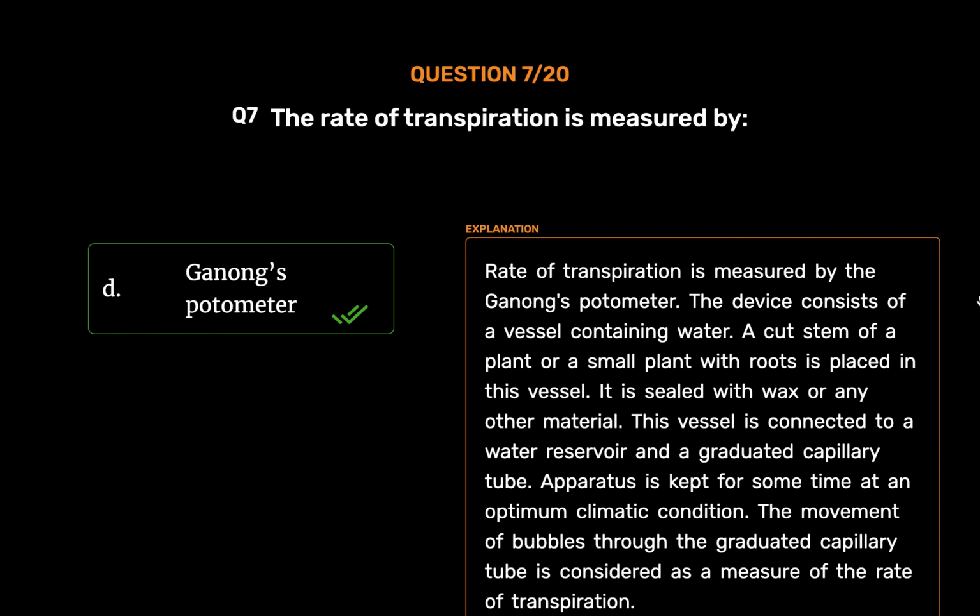The device consists of a vessel containing water. A cut stem of a plant or a small plant with roots is placed in this vessel. It is sealed with wax or any other material. This vessel is connected to a water reservoir and a graduated capillary tube. Apparatus is kept for some time at an optimum climatic condition. The movement of bubbles through the graduated capillary tube is considered as a measure of the rate of transpiration.